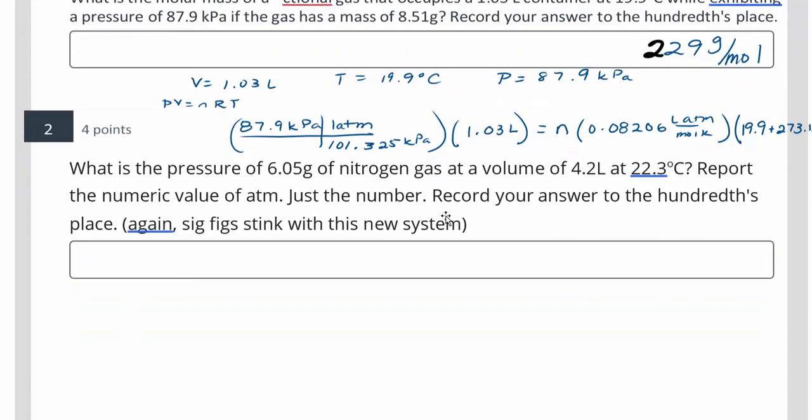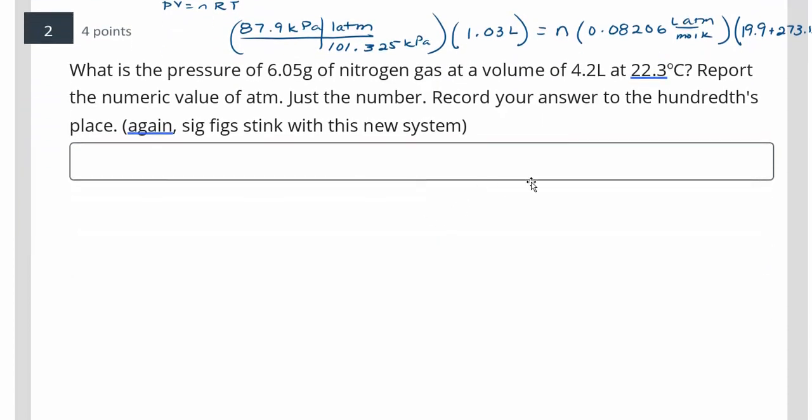Number 2, what is the pressure of 6.05 grams of nitrogen gas at a volume of 4.2 liters, and the temperature is 22.3 degrees Celsius? Well, we're going to be using the ideal gas law for this as well. We need to convert this temperature into Kelvin by adding 273.15. And let's see, we would get 0.45.